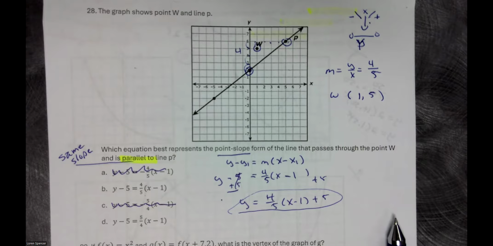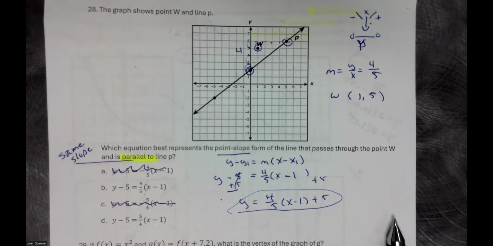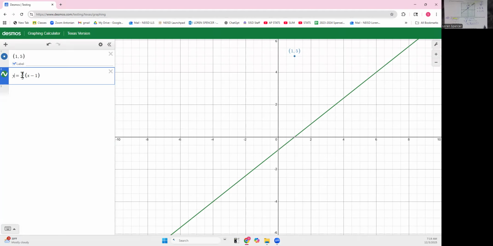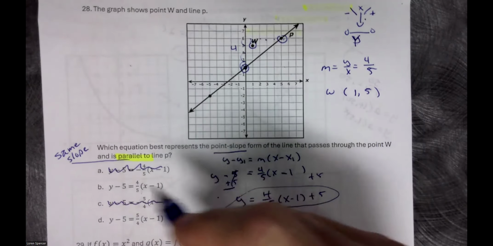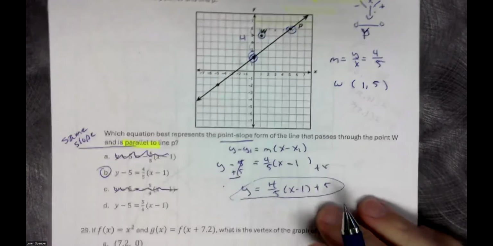So I'm going to go back to my share and see if that'll actually give us the answer. Make sure that we have it right. So I'm going to add 5 to both sides. This means I have to put the plus 5 right here. And sure enough, I have the line that passes through those 2 points. Okay? All right, so our answer choice for number 28 is B.